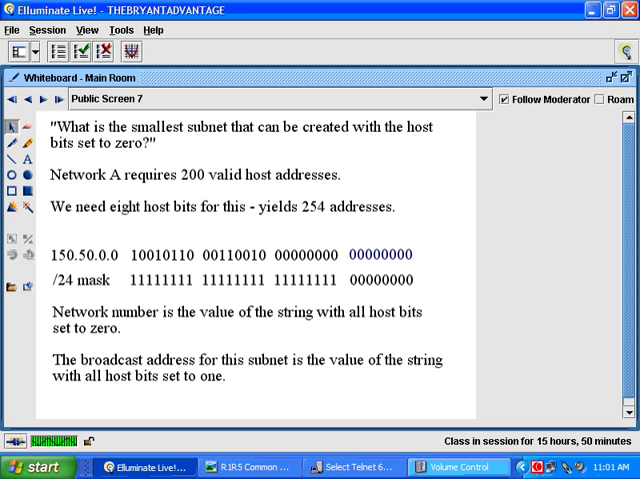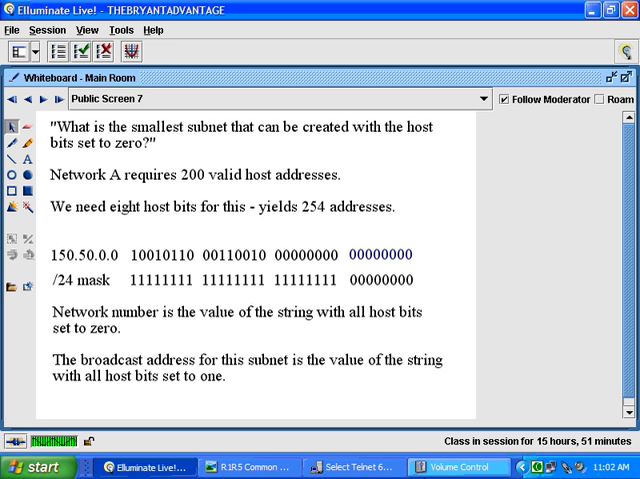Let's look at network A. We need 200 valid host addresses. So immediately we need to know, okay, how many host bits is that going to take? And it's going to take 8. 7 host bits would not be enough. 2 to the 7th power minus 2 is not bigger than 200. It's 126. But 2 to the 8th power minus 2 is 254. That gives us 254 host addresses.